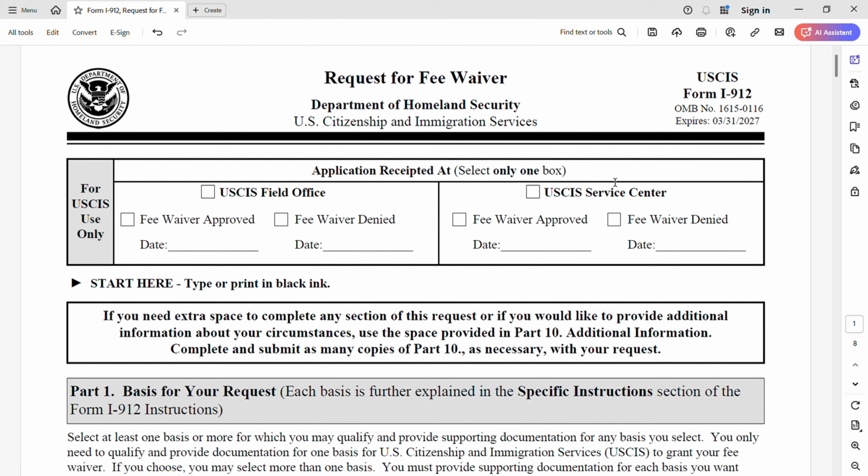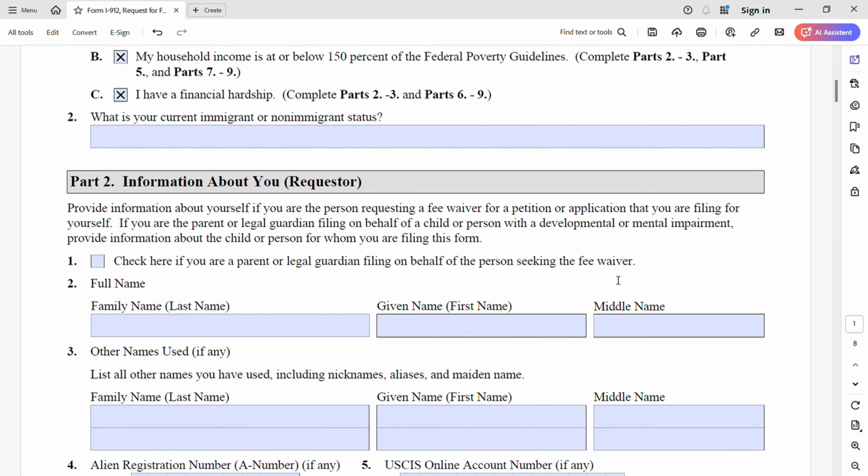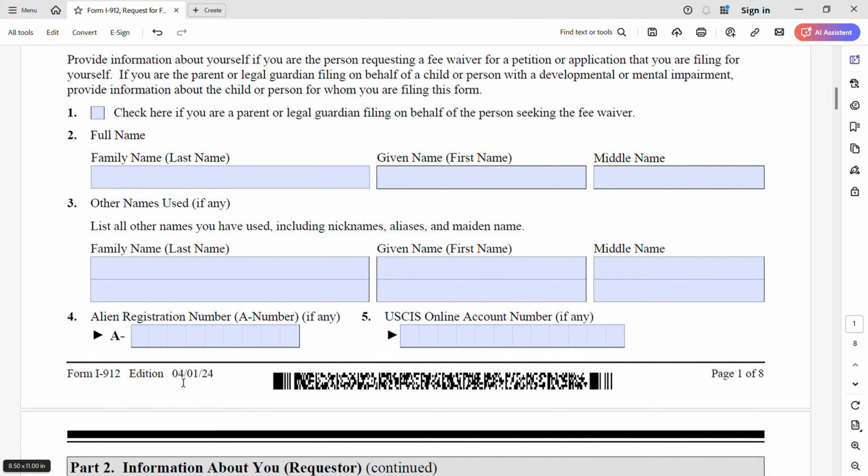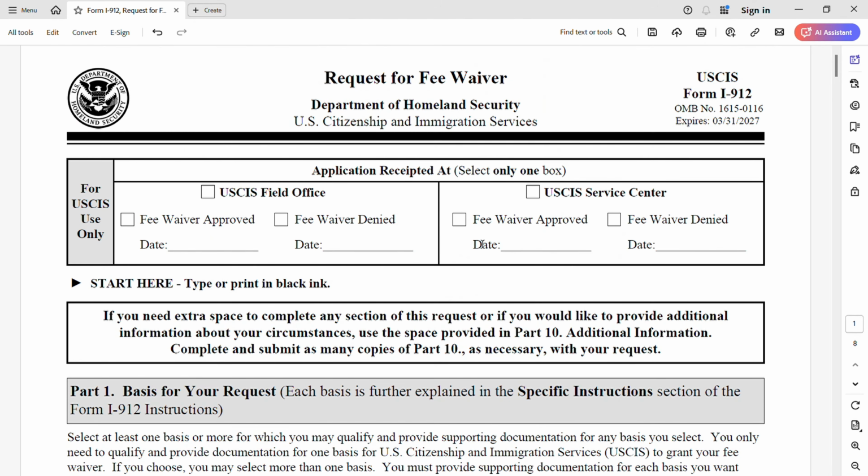This is version April 1st, 2024. Do not file an old version. Always my advice, file the new version. And the expiration date is March 31st, 2027. This is not a new version, but they changed the expiration date to March 31st, 2027.